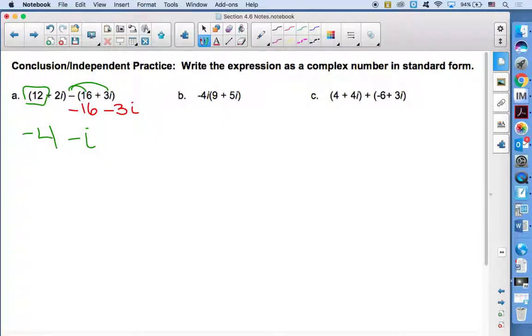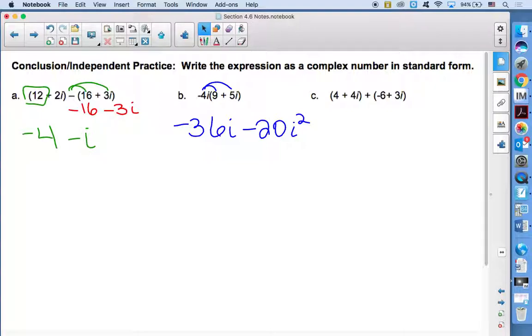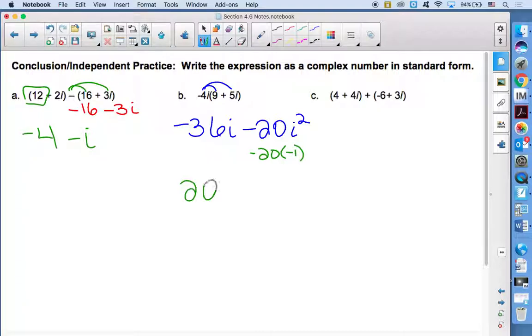So letter B, we have -4i times 9 plus 5i. So great, what would you do with that one? First distribute the -4, so that would be -36i minus 20i squared. And then i squared equals -1, so you plug -1 in, so it ended up being positive 20 minus 36i. Awesome, so positive 20, the real number goes first, and then minus 36i. Would you factor out the front of it or no? Okay. Keep it like that.